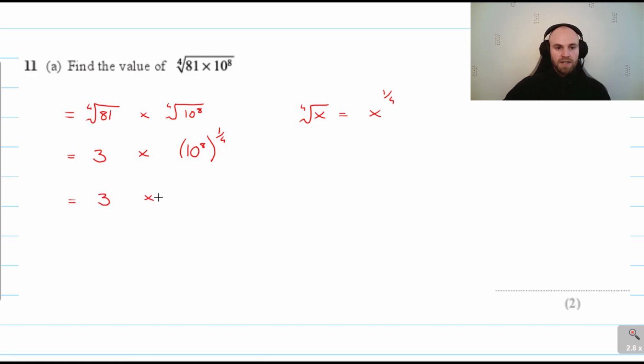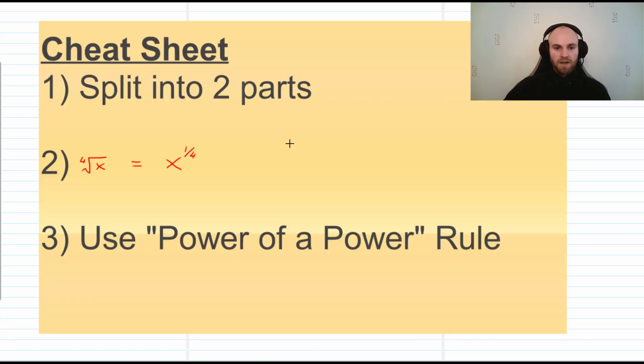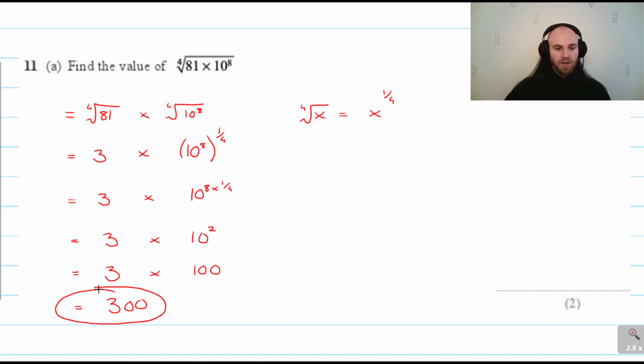So that is going to give us 3 times 10 to the power of 8. Remember this power of a power rule, this one here. It's going to be 10 to the power of 8 multiplied by a quarter. So it's going to be 3 times 10. Well, 8 multiplied by a quarter is the same as 8 divided by 4. So that is going to give us 2. And then 3 multiplied by 10 squared, 10 squared is going to be 100. And 3 multiplied by 100 is going to give us 300.